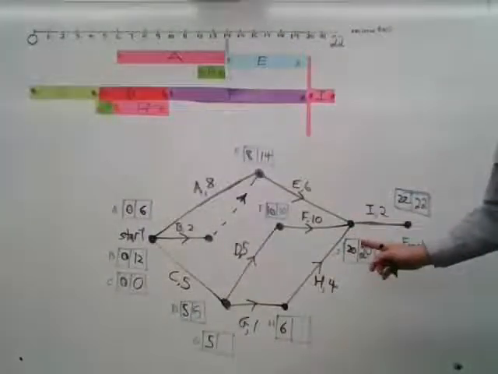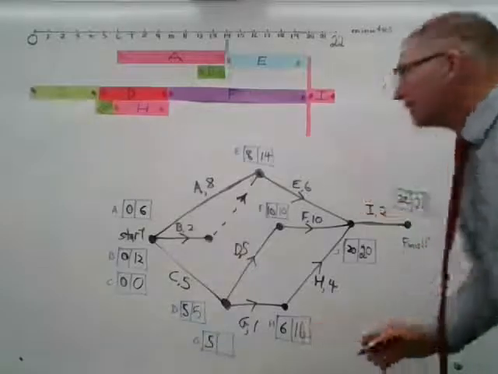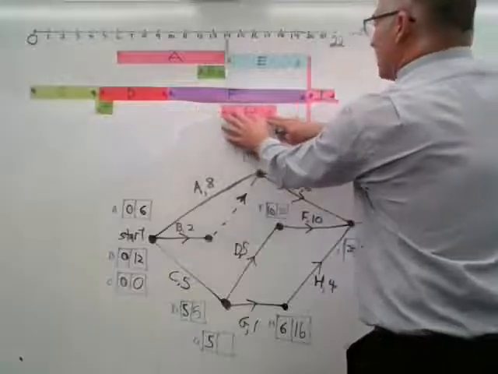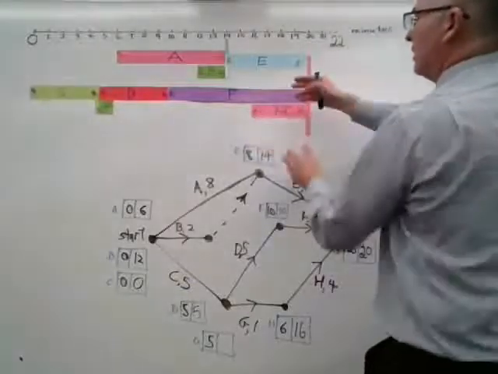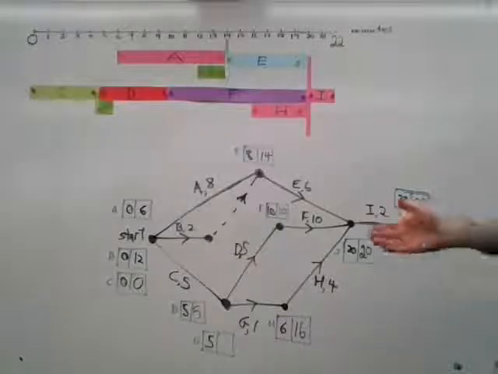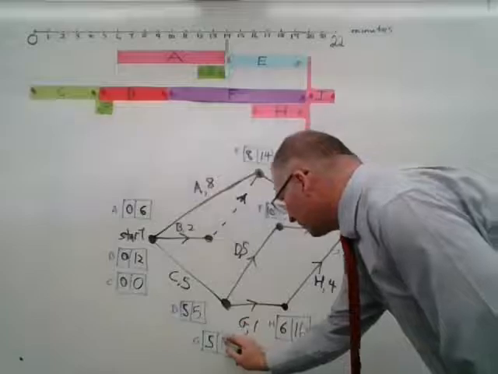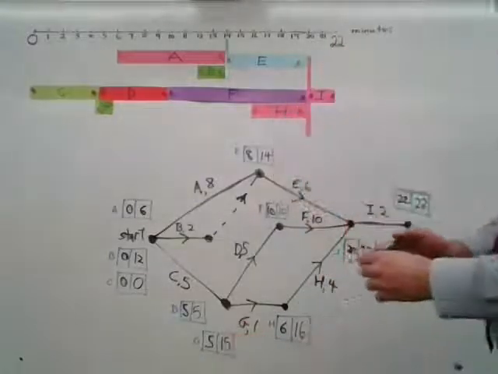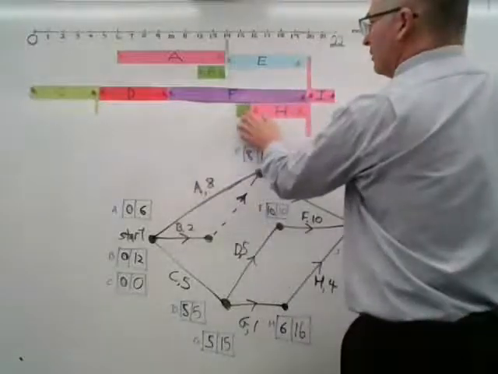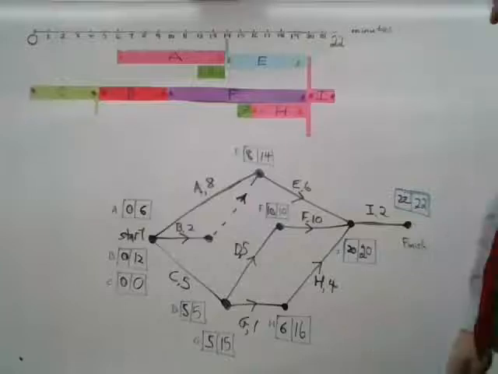The latest that H can start, 20 minus 4 is 16. Let's see that work out in practice. The latest that H can start here is in line with 16. And the latest that G can start, 16 minus 1 is 15. And we check that out there. The latest that we can do G is at the 15-minute mark, as we see there.